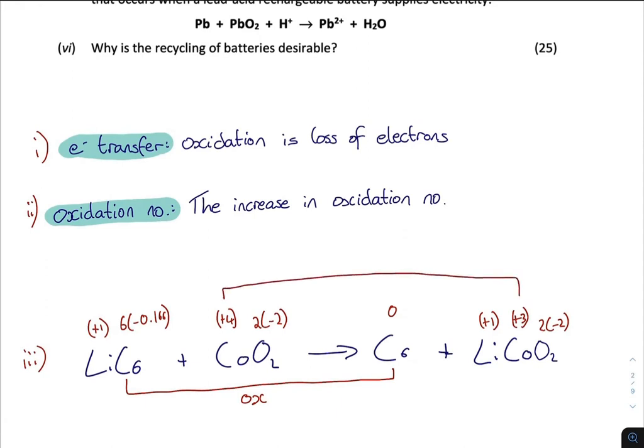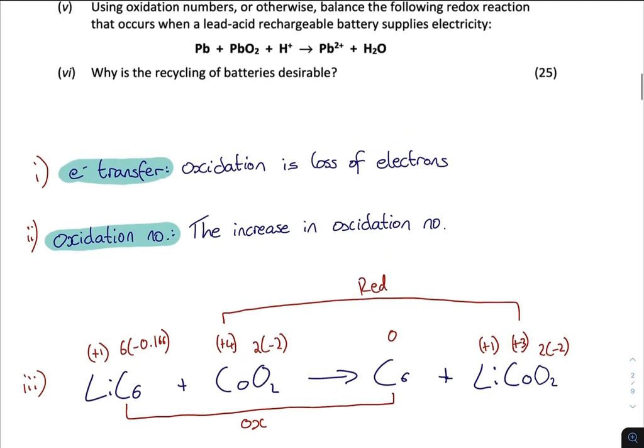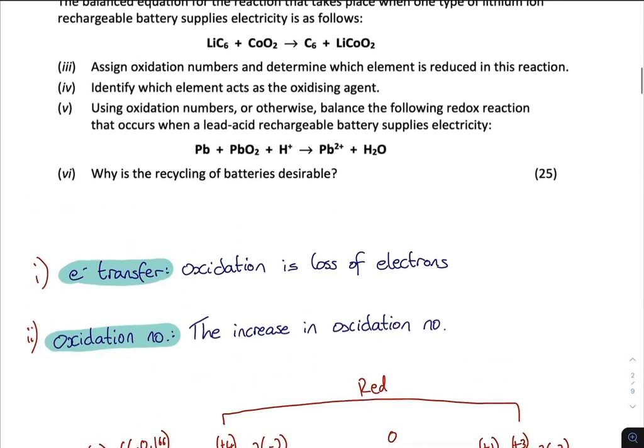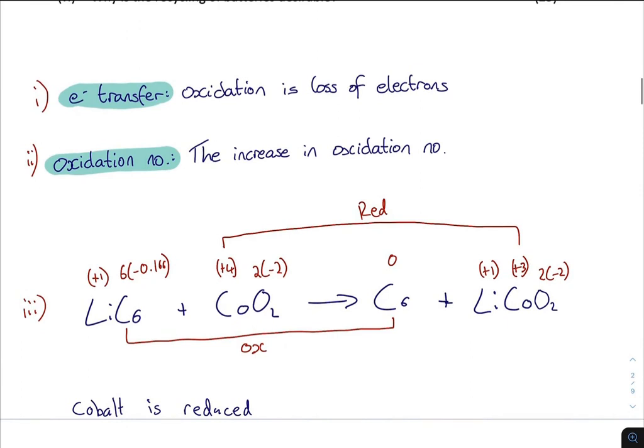So therefore it's been reduced. Okay, so in this case here, which element is being reduced? Cobalt is being reduced. Now you should always, for any of these, get one to be oxidized and the one to be reduced. That's always the case, no matter what.